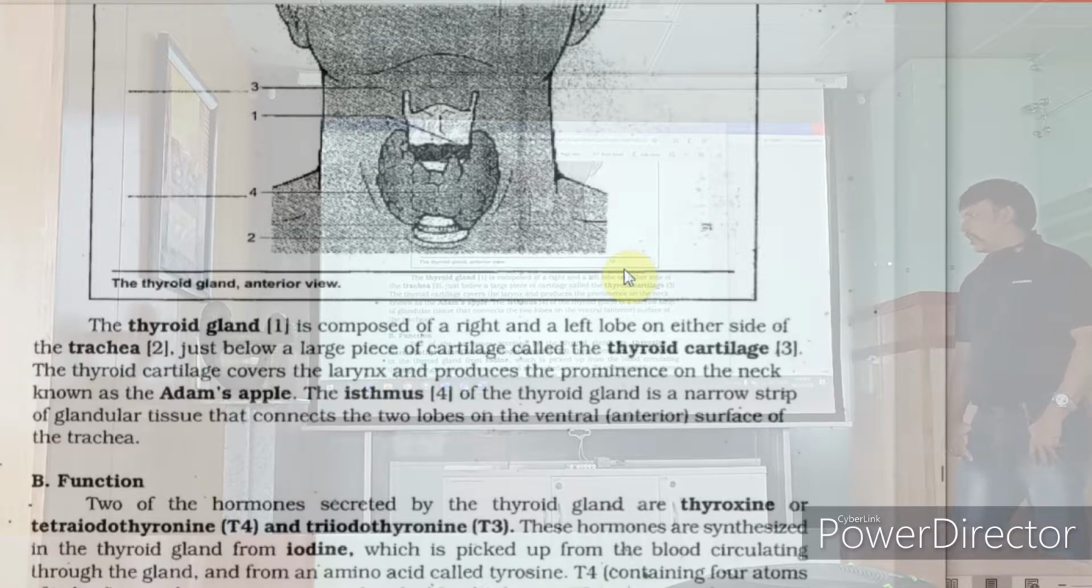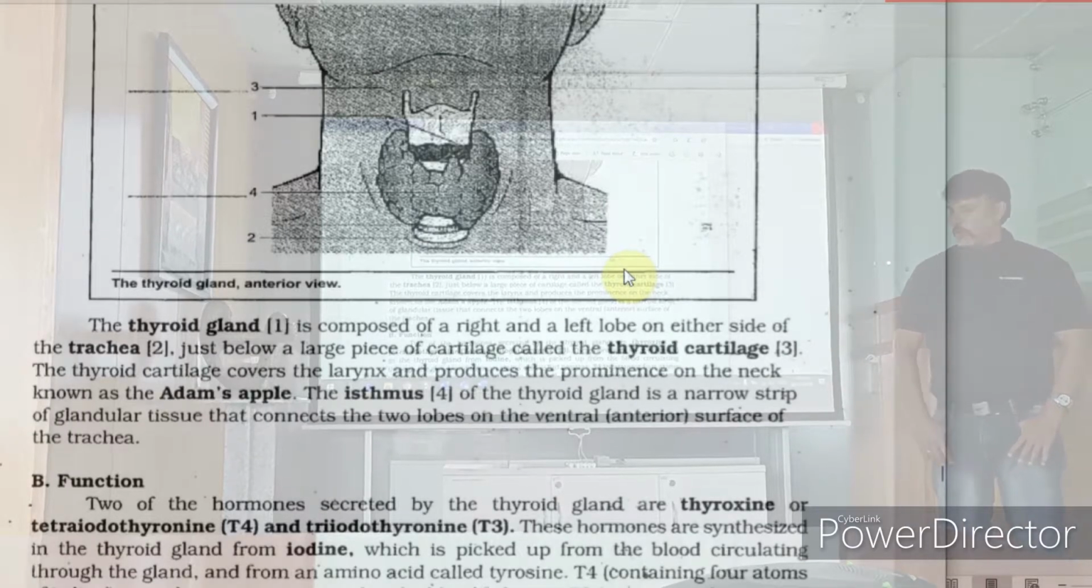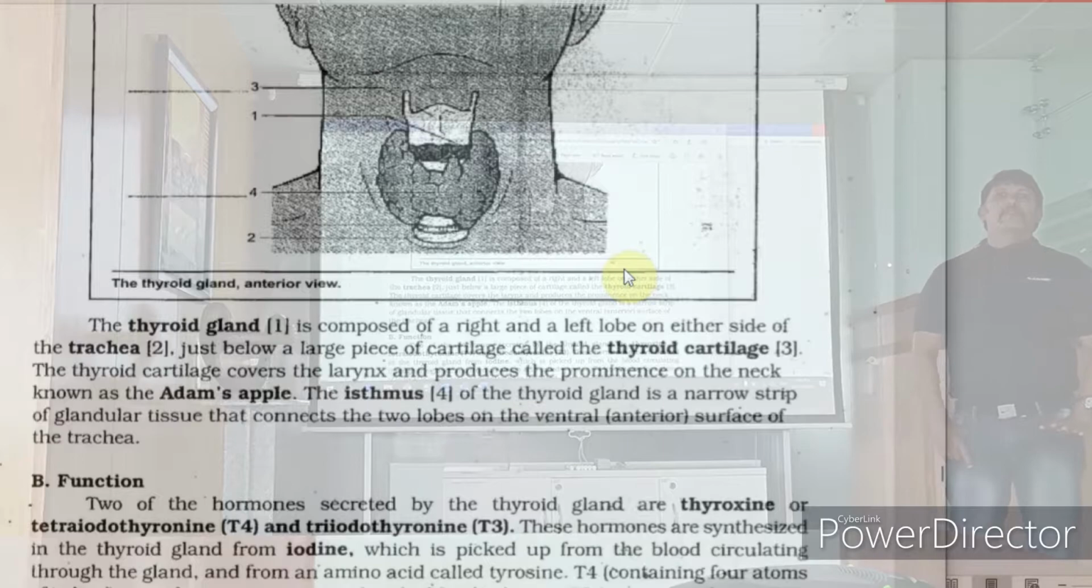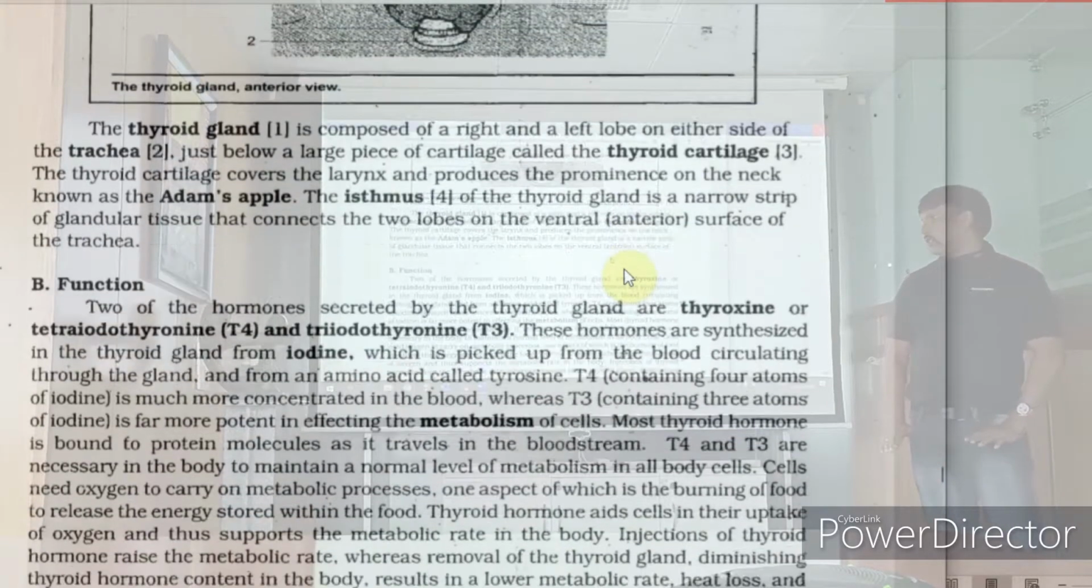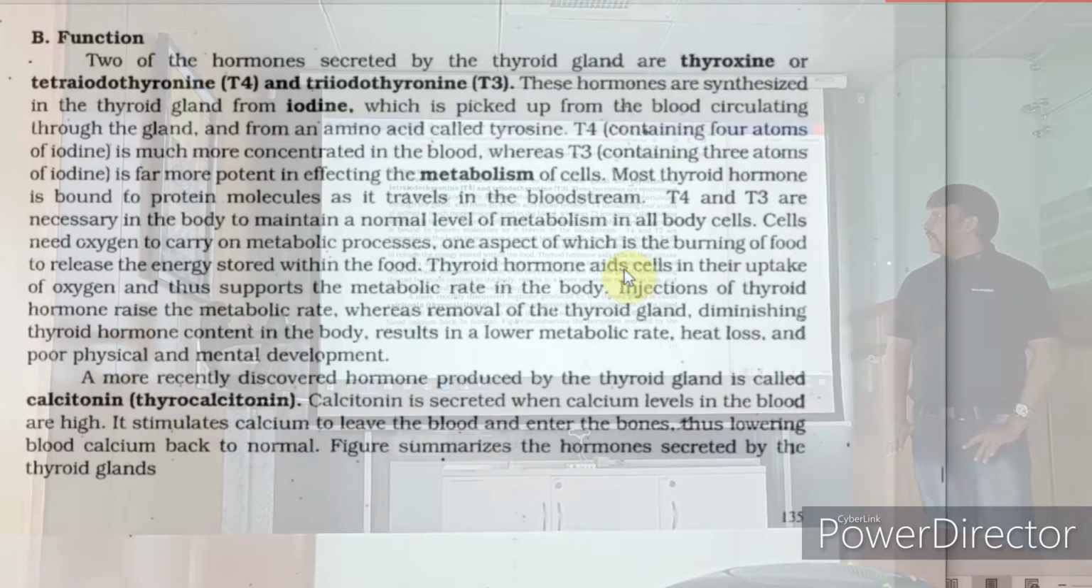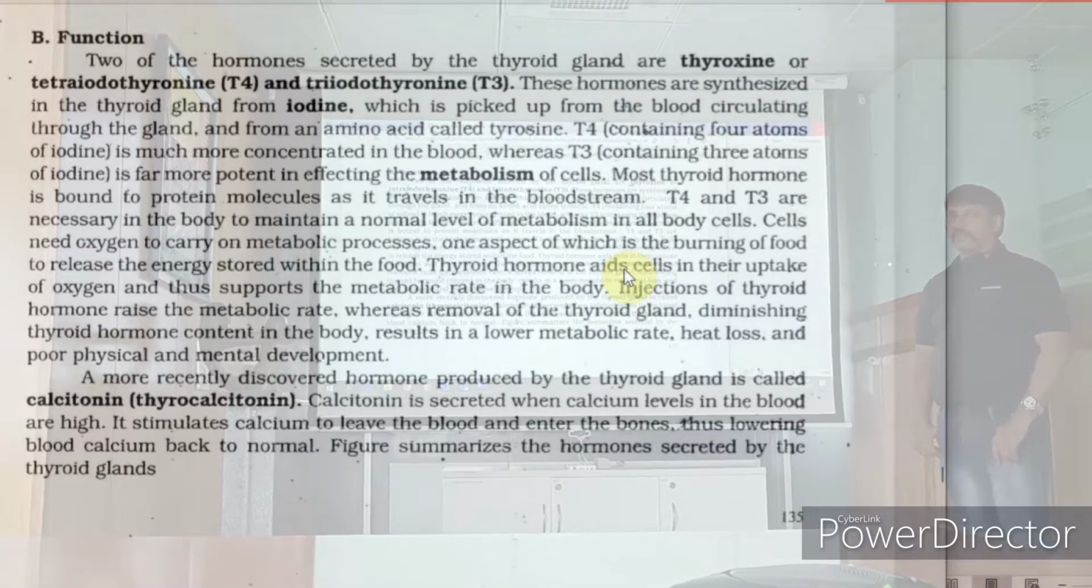Interestingly, the thyroid secretes 2 hormones, T3 and T4. Easy to remember. The first one, thyroxine, is also known as tetraiodothyronine. Tetraiodothyronine is T4, also known as thyroxine, and then triiodothyronine, T3.